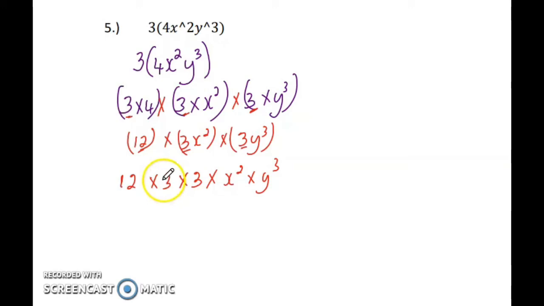So here I have my 3 here. So I'm going to multiply. And here you can say to yourself, so here where I have my number, I can say 3 times 12 times 3, and that is going to give me a positive 108.